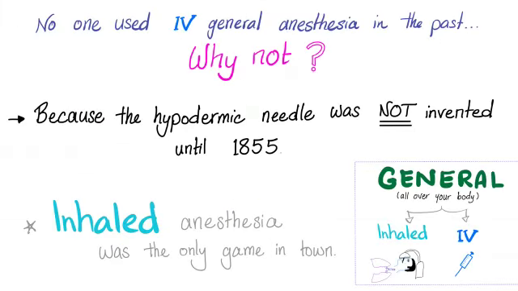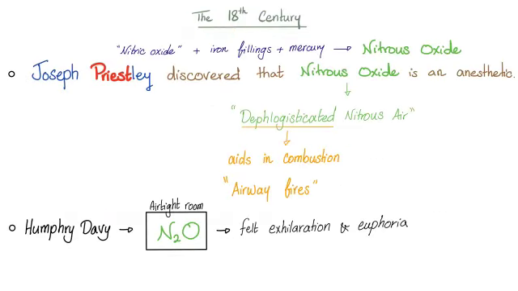A fun historical fact: no one, and I mean no one, used intravenous general anesthesia in the past. Why not? Because the hypodermic needle was not invented until 1855. And that's why before 1855, the only game in town when it came to general anesthesia was inhaled. No IV yet. Next, let's talk about the 18th century.